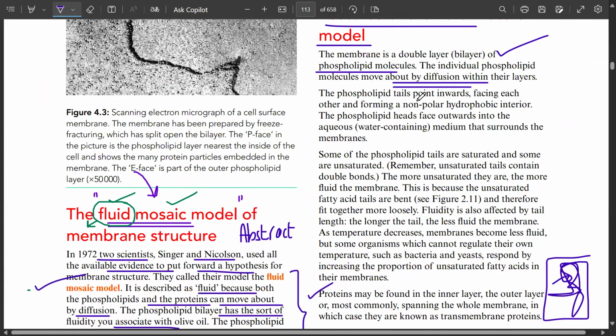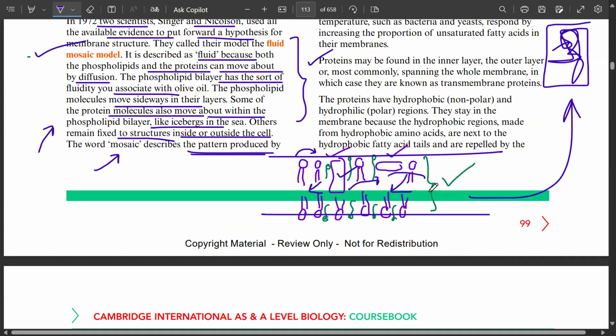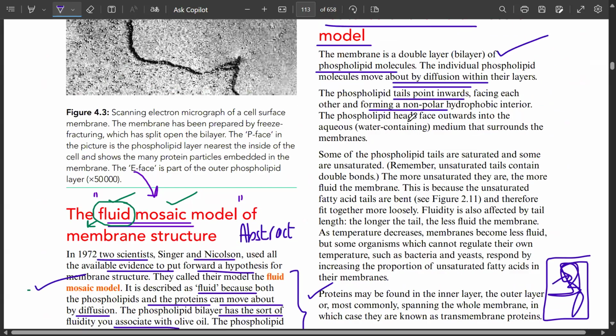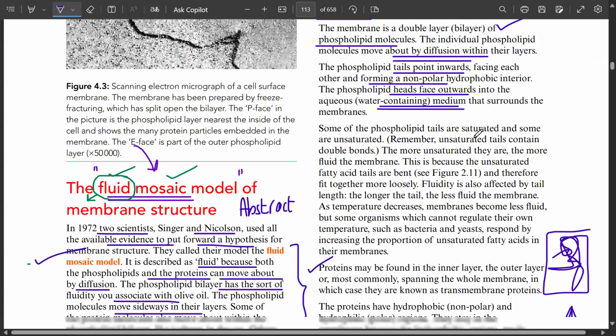The phospholipid tails point inwards, facing each other and forming a non-polar hydrophobic interior, a water-hating interior. You can see all of the tails are pointing inside, but the hydrophilic heads are all pointing outside, in the cytoplasm or outside in the blood or the tissue fluid. The phospholipid heads face outwards into the aqueous, water-containing medium that surrounds the membranes.